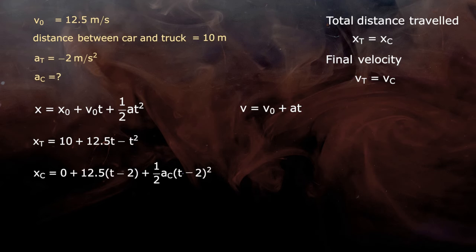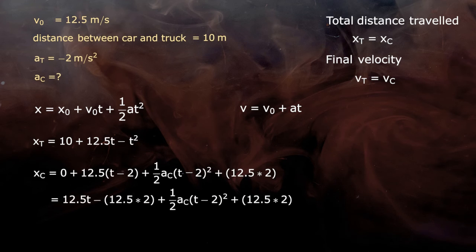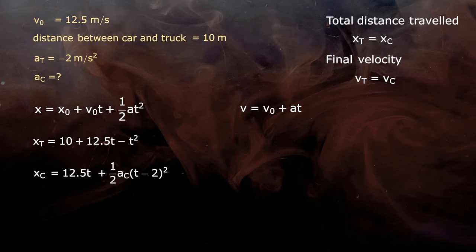But during the 2 seconds before applying the brake, the car will continue driving at the initial speed. So we have to consider the distance it will travel during those 2 seconds also. So it is equal to the initial velocity 12.5 multiplied by time 2 seconds. Here plus and minus 12.5 into 2 get cancelled and the final xc is equal to this equation. But there are two unknowns, ac and t, in this equation. So let's see if we can find out any one of them.